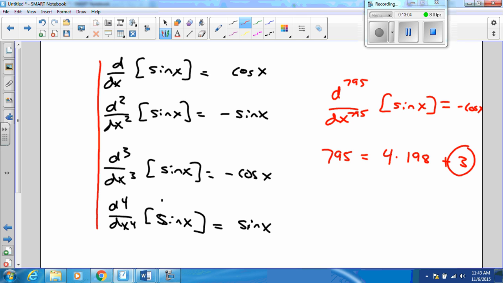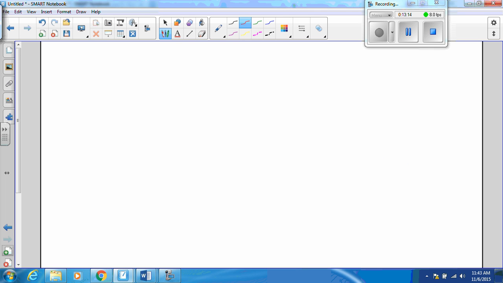Why would you need to know the millionth derivative of sine x? You don't know yet, but you might, because if Robert came up in a how-to class in your future. Tell me, what is the 900th derivative of sine x?